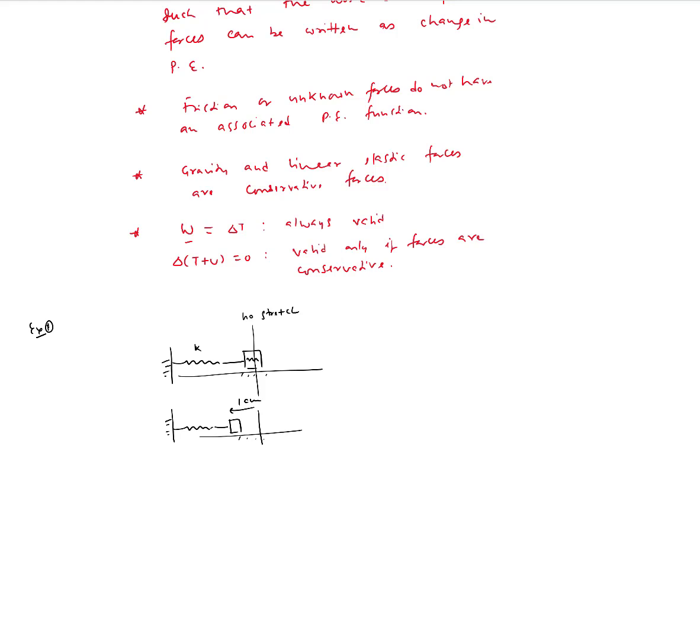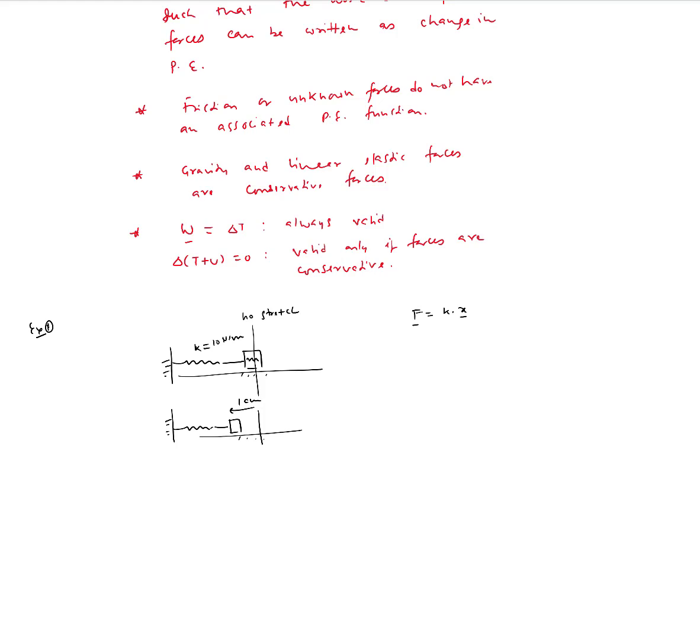Because of that configuration, the spring is going to store some energy in it. That energy stored, as you can guess, would be the potential energy due to linear elastic forces. So we can compute what that would be. Let's say K is given to you as 10 Newton per meter. We know that should be the unit because F is equal to K times X. So this is in Newton, this is in meters, so the unit of K would be Newton per meter.